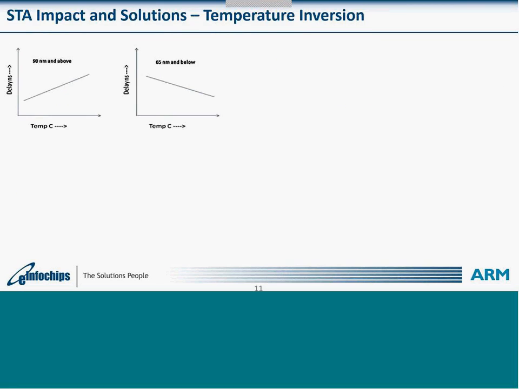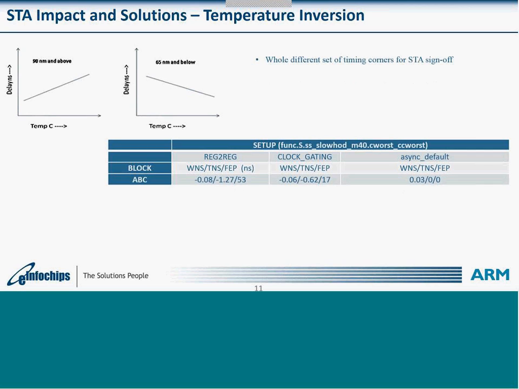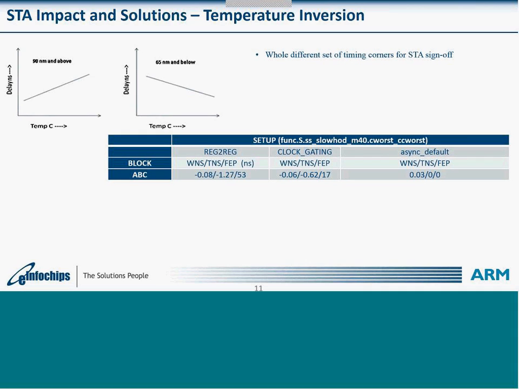Moving to the next topic, STA impact. Here first I would like to cover temperature inversion. As we move to lower technology nodes, the delay temperature relation becomes completely inverted. In previous technologies, like higher nodes, as temperature increases, delay increases. But now at lower nodes, delay actually decreases with the increase in temperature. So the STA engineer has to really find out the difference of timing corners for STA sign-off.